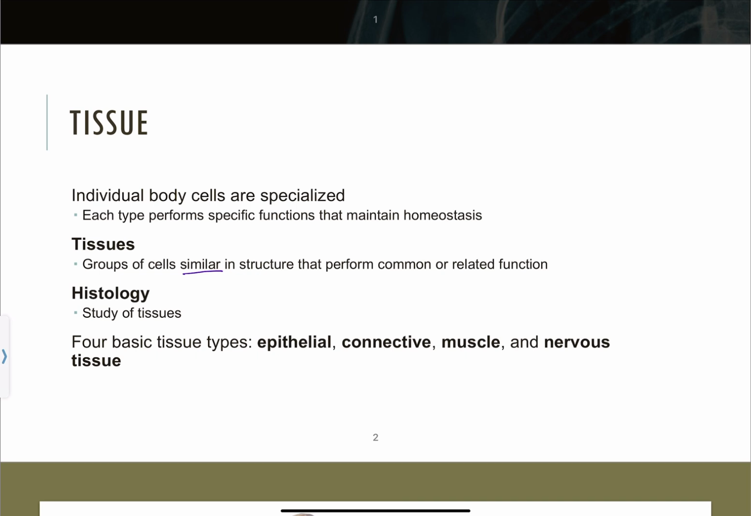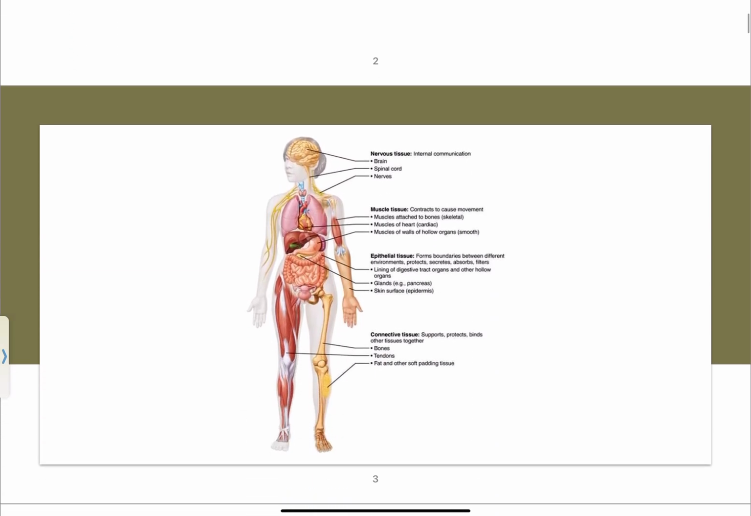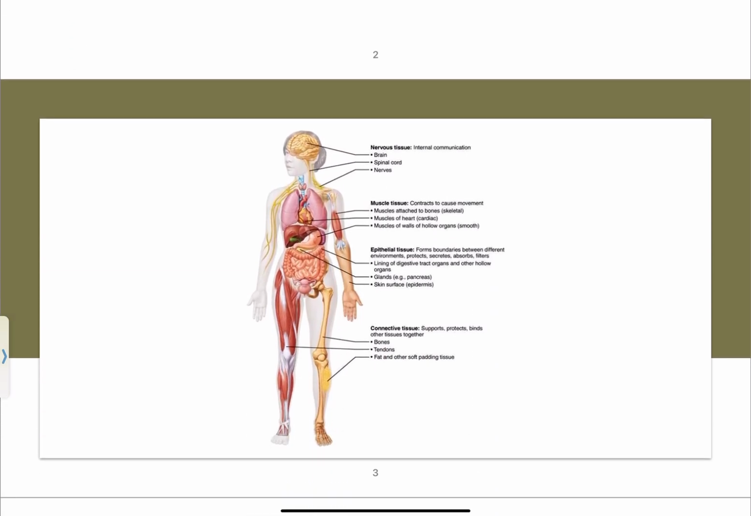So there are 4 basic types of tissues. We have epithelial, which is typically our covering tissue. We have connective, which is typically our supportive tissue. We have muscle tissue, which is going to help with movement. And then we have nervous tissue, which is going to help control everything within our body. So 4 basic or general tissue types. This is just a location of where we can find some of these tissue types in the body.